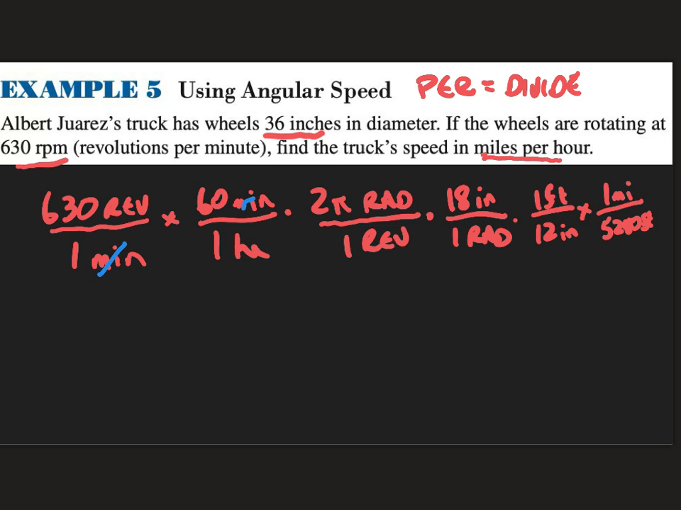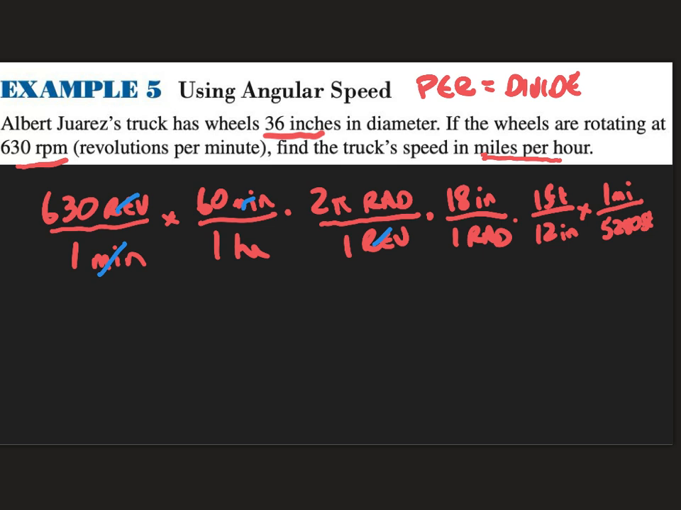Now, 1 radian is 180 degrees, which is half of a circle. 2 radians is a full circle. So 630 revolutions times a full circle, times 2 pi, times 60 gives us, and then the revolutions cancel out, and we're at 630 times 2 pi radians per 1 hour.